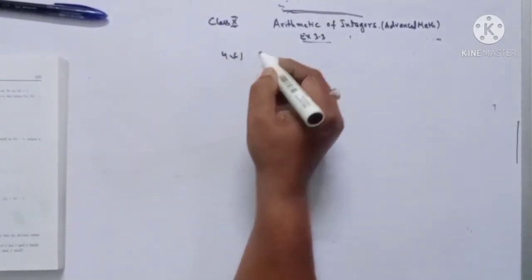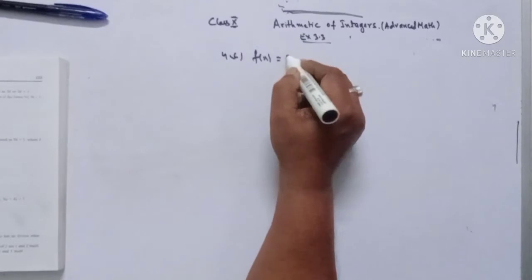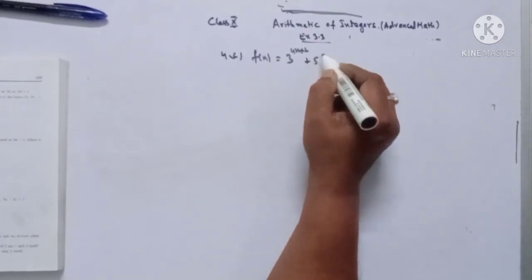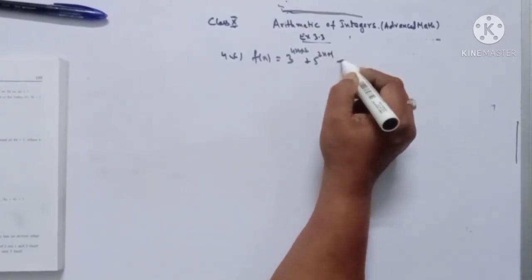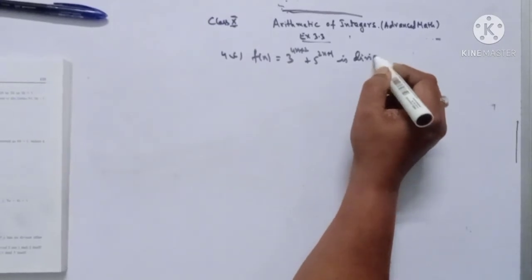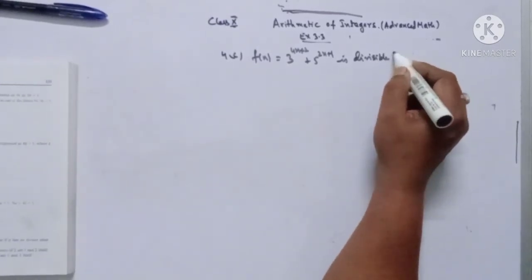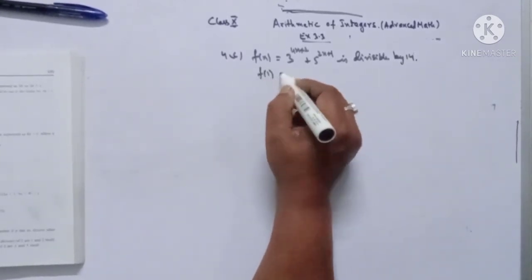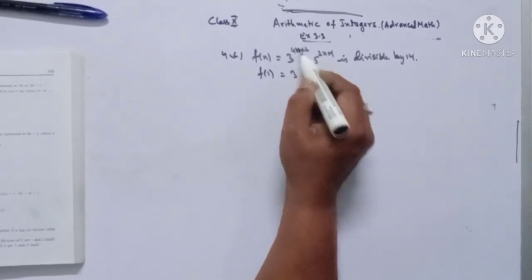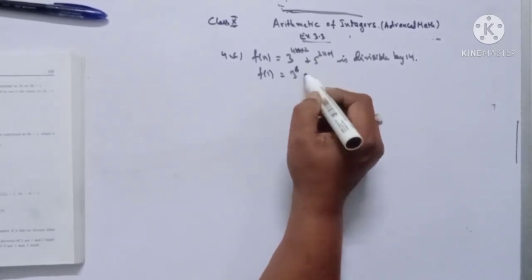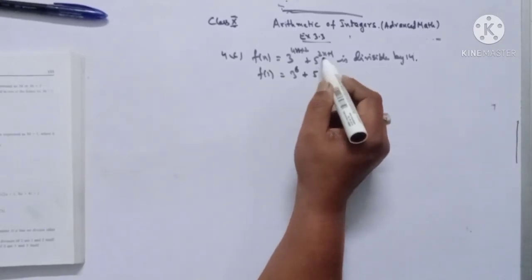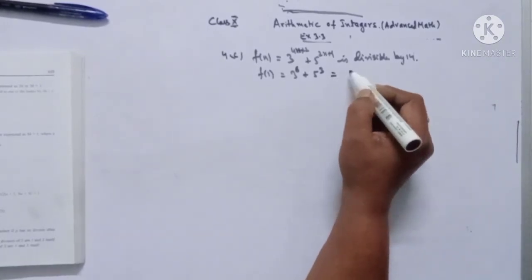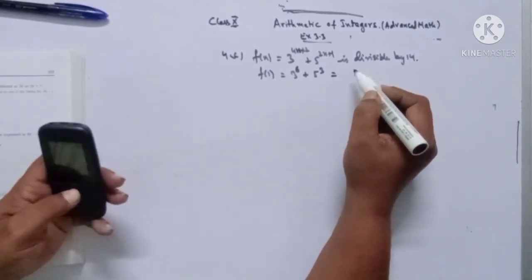This is again f n is equal to 3 to the power of 4n plus 2 plus 5 to the power of 2n plus 1 is divisible by 14. So here again for n is equal to 1, that is 4 plus 2, 6, plus 5 to the power of 3. So this will be 3 to the power of 6.